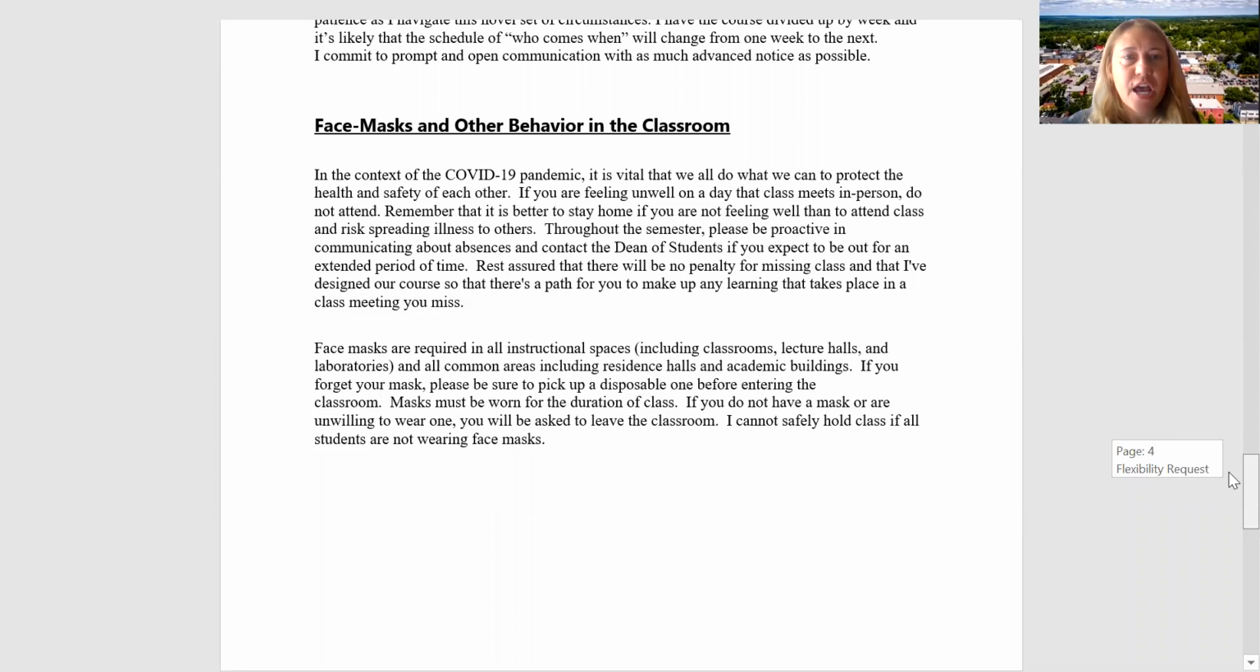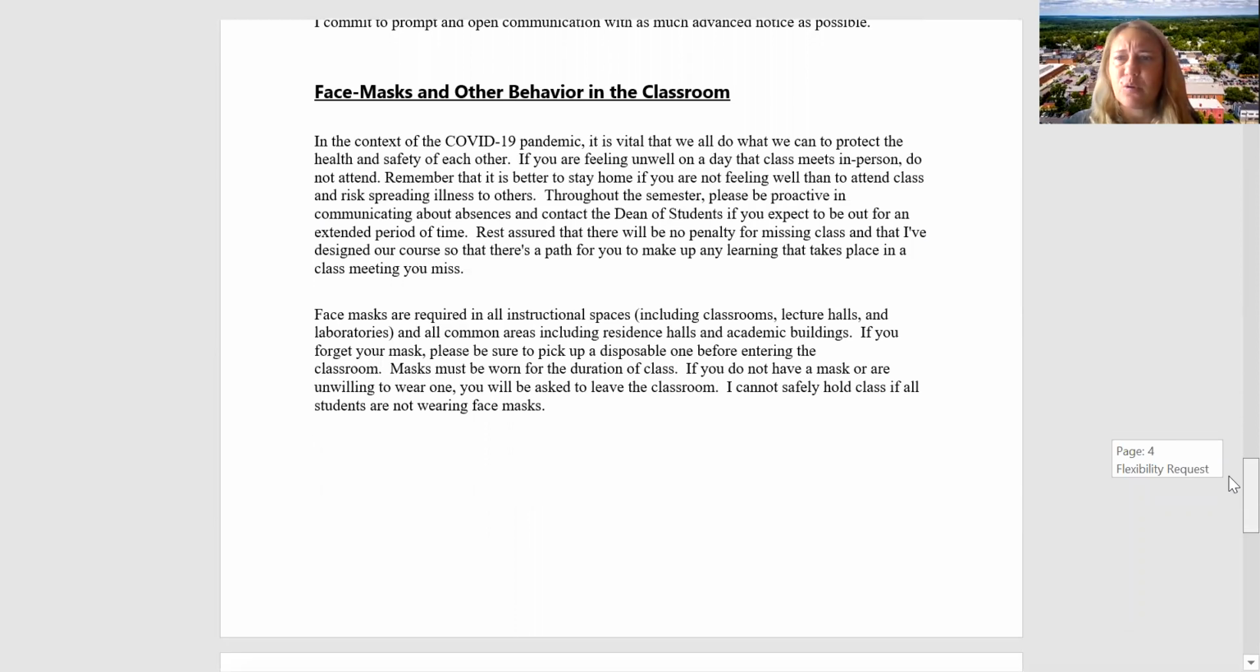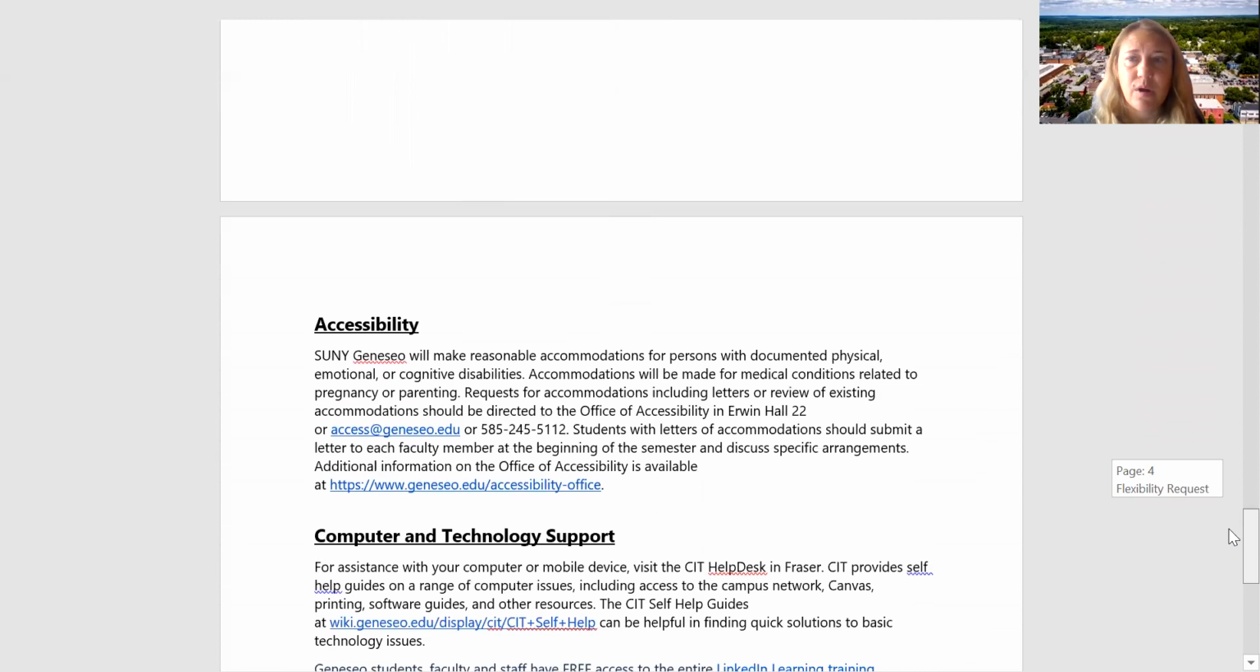So if you are taking other courses, you might see the stuff about face masks. You might see the exact same statement on other professors' syllabi, because I took this from the general college recommended statements to put on your syllabus. So we have been told as a college that we have to enforce the mask wearing and the 6 feet apart in our classroom. And so hopefully that won't be an issue with anyone.